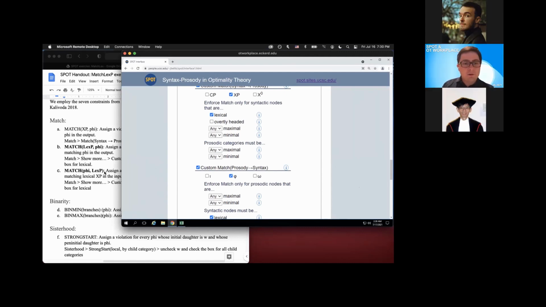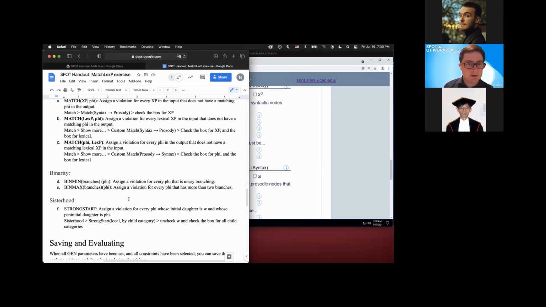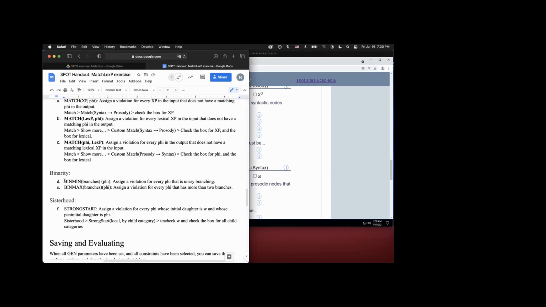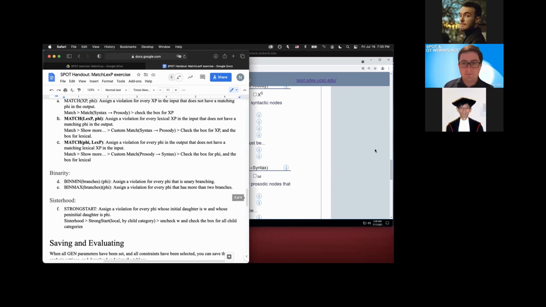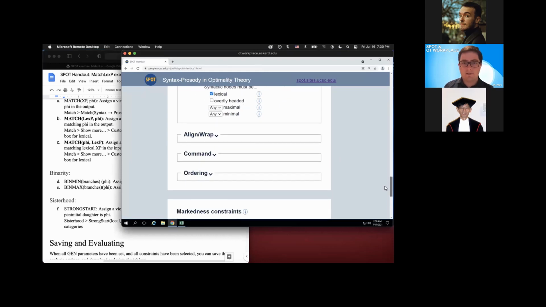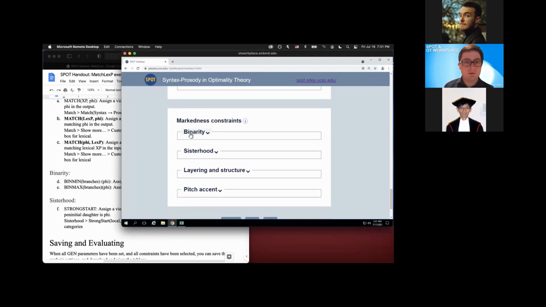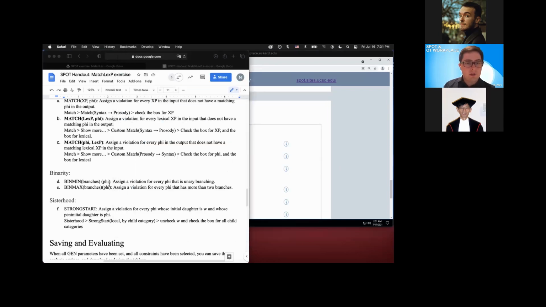Okay, great. Those are our mapping constraints, so ones that will tell us how syntax and prosody should correspond to each other. But in addition, we have our markedness constraints. Here we have just a few standard constraints that we'll be using. The first two are our binarity constraints. If we scroll down past these match constraints and past the alignment constraints, we'll get to our markedness constraints. Here there's a tab binarity, and we click on that. Specifically, the constraints that we're going to use in our analysis are those that count branches.